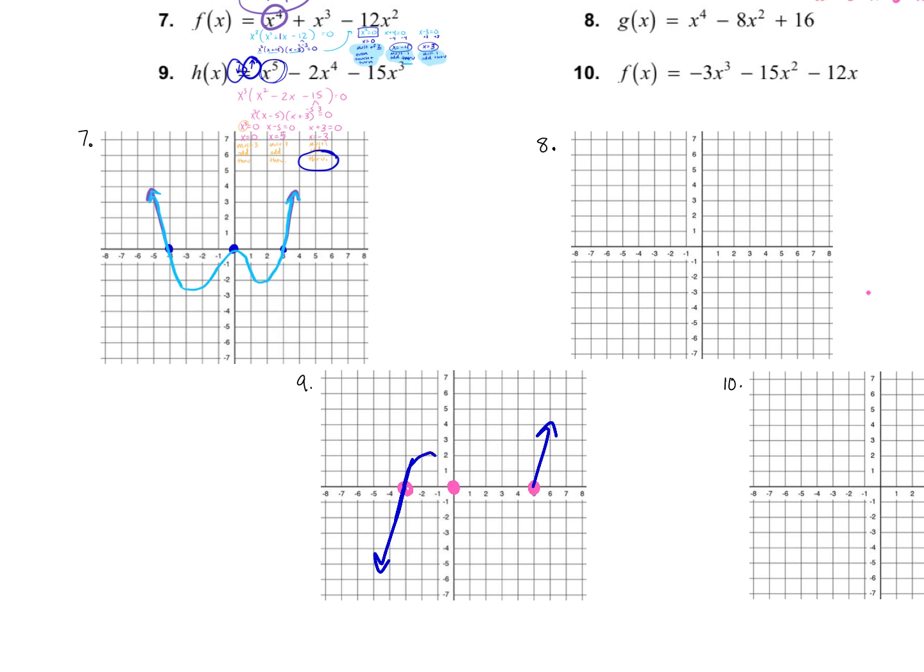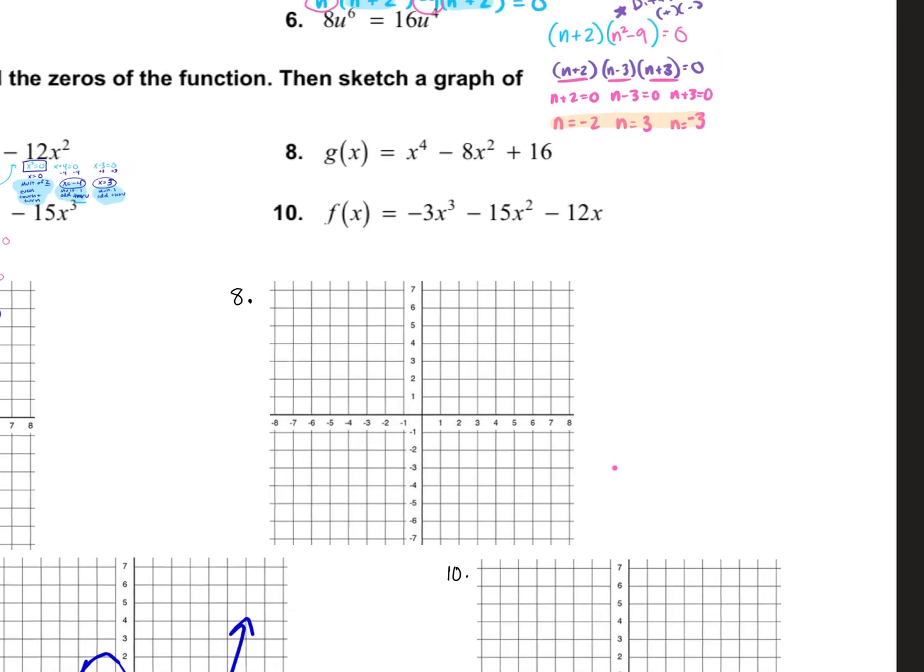Got to make my way over to 0. At 0, what did I say that I do? I go through, so I go through 0. And then at 5, what did I say that I do? I go through, so I go through 5. So our graph should look like this. All right, so let's look at 8.